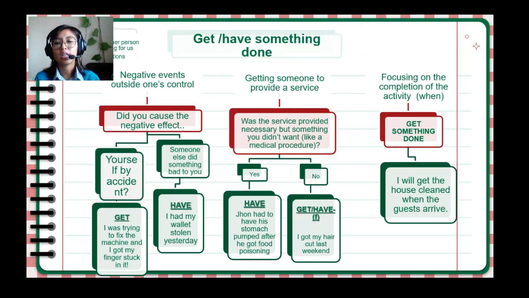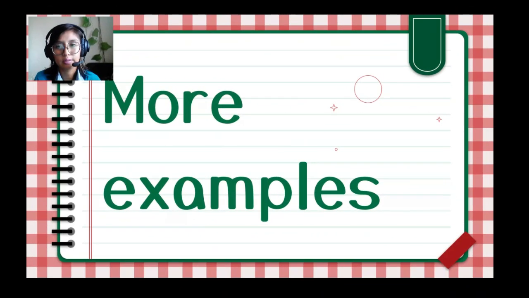Well, commonly learners have questions about the difference of when to use get or have. Well, here are very specific rules according to the grammar. Get or have something and done is a structure to arrange for another person to do something for us. So here we have three different possible situations or cases in which we may have these more examples.